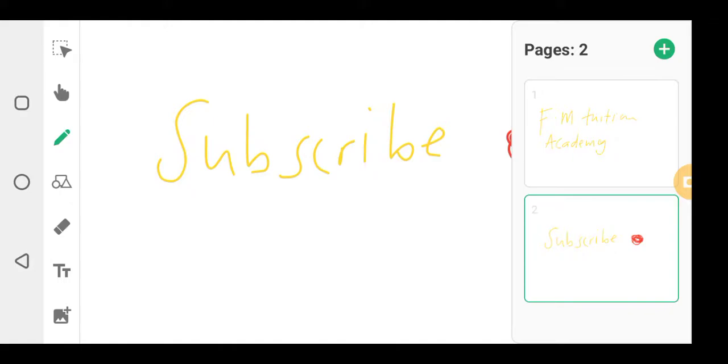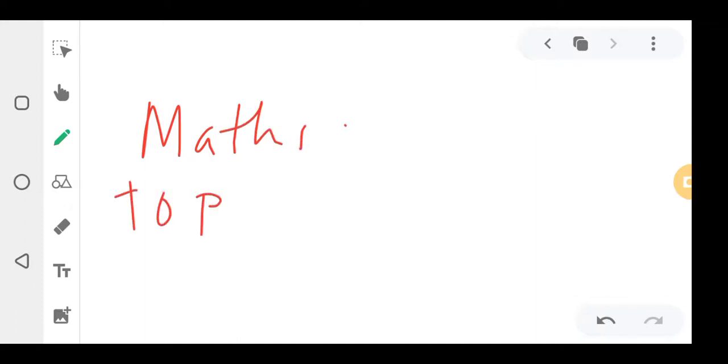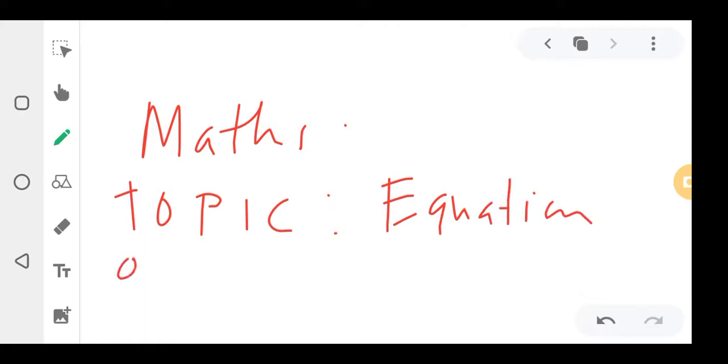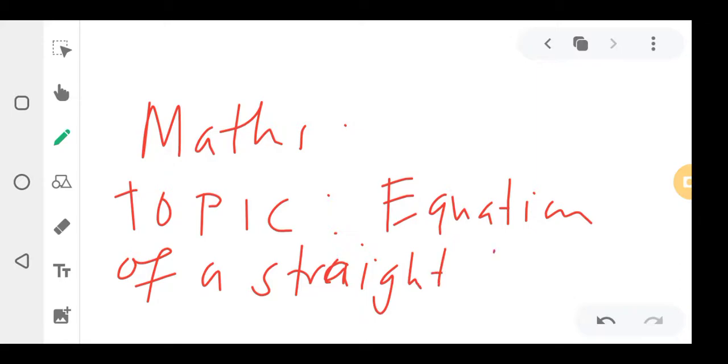Okay, today we're going to be looking at a topic in mathematics. The topic is called equation of a straight line.